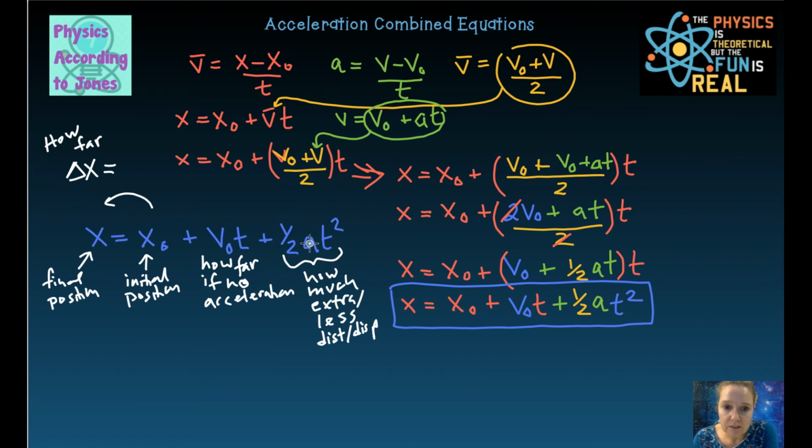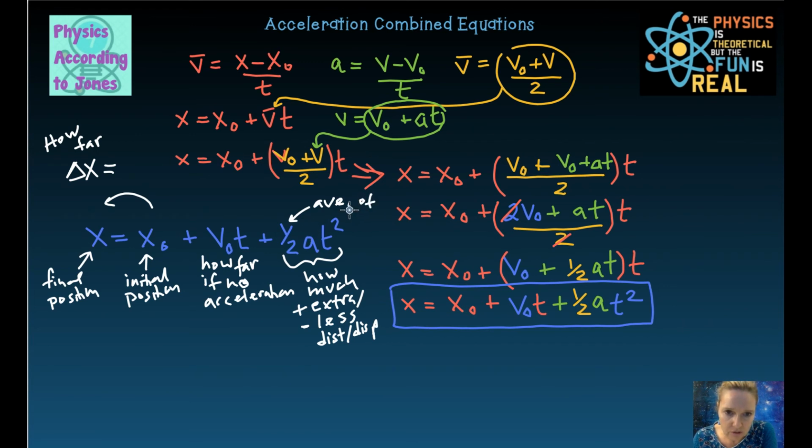Now, when is it going to be extra? When your A is positive. When the A is positive, it's going to be extra distance compared to how far with no acceleration. If A is negative and you're slowing down, then this last part of the equation is going to subtract from how far you would have gone. All right? And the 1/2 factor in here, this is our averaging.